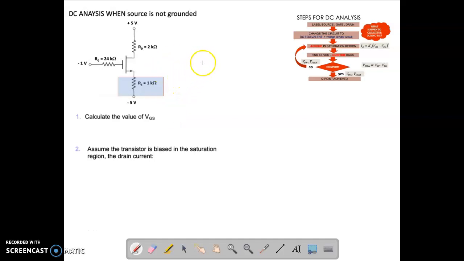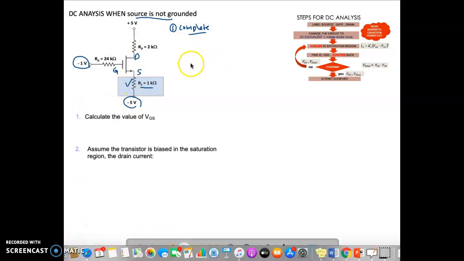So now let's continue on the DC analysis when the source is not grounded. So what does that mean by the source is not grounded? This is your source, gate and drain, right? So at your source there is an additional element of RS here. So the first step that you need to do is you need to complete the loop. Why is this important? Because you have a negative supply here and also here is a negative supply.